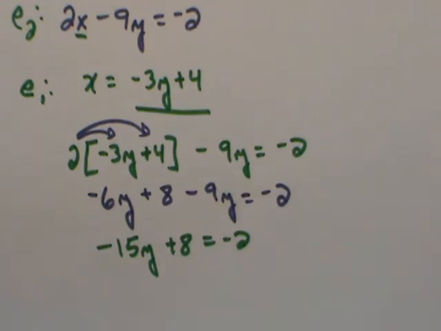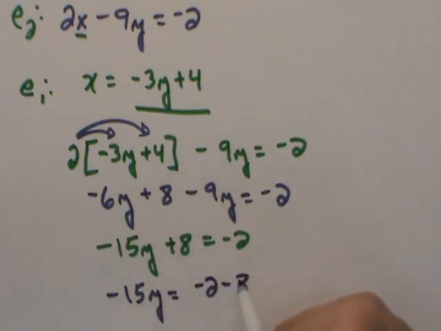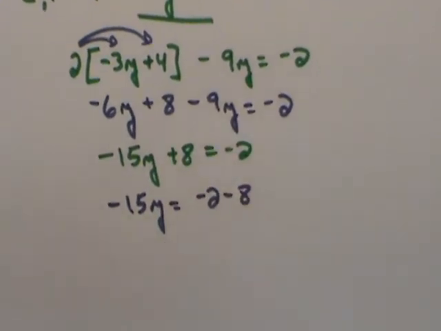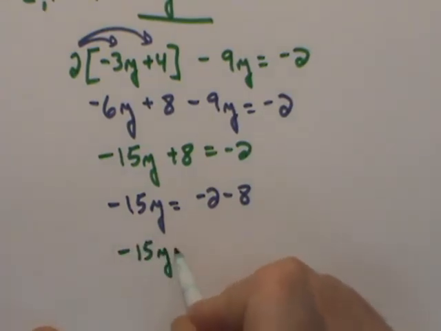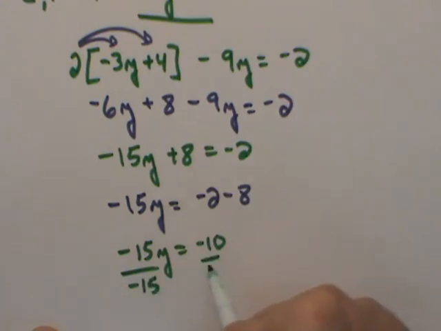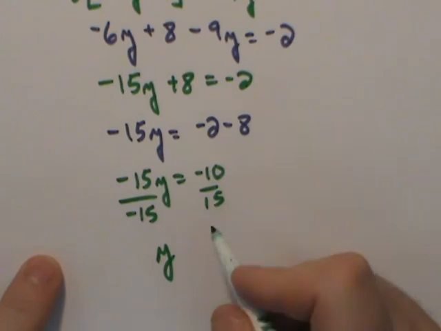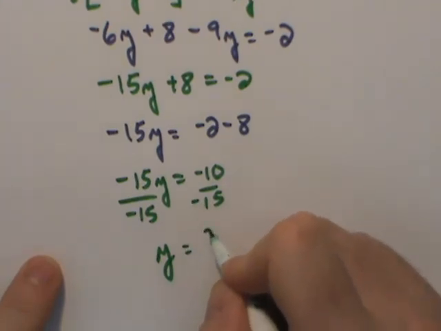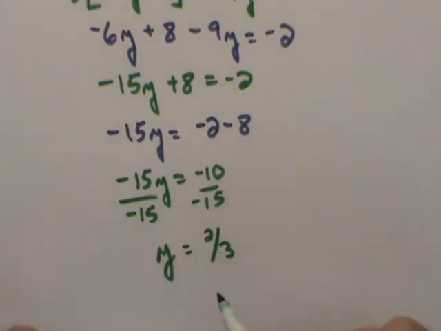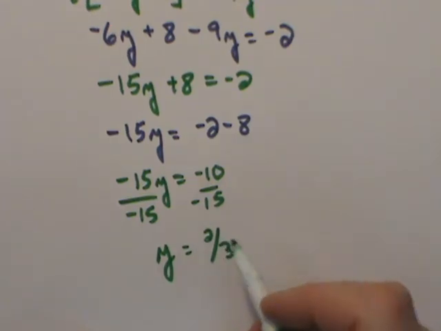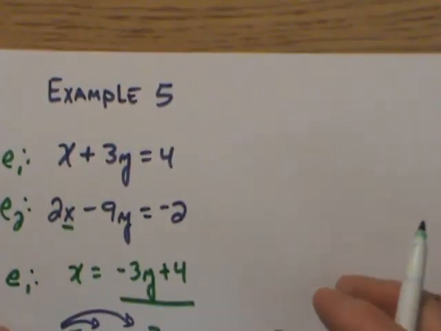I'll move that 8 over. As I move the 8 over, it's negative 15y equal negative 2 minus 8. And so negative 15y equals negative 10. Now I'll divide by negative 15. And I'll reduce. As I reduce, I get y equaling 2/3.